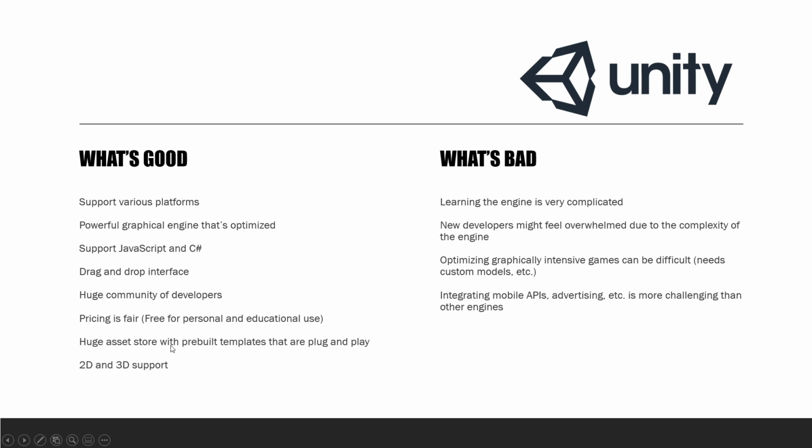What's good about Unity is that it supports various platforms, whether Windows, Android, Mac, PS4, or Xbox, depending on the game you develop and the platform you are targeting. It also has a powerful graphical engine. It supports JavaScript and C Sharp. If you're quite good with C++ or just a beginner at coding, C Sharp is quite good for you, and JavaScript is also useful if you're making an HTML5 game.